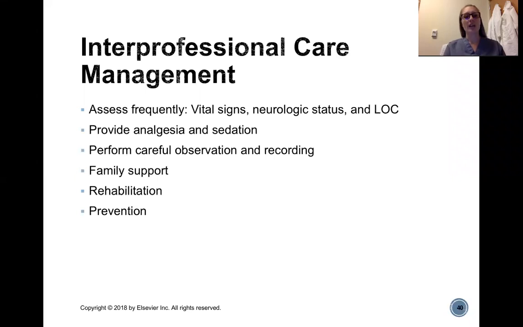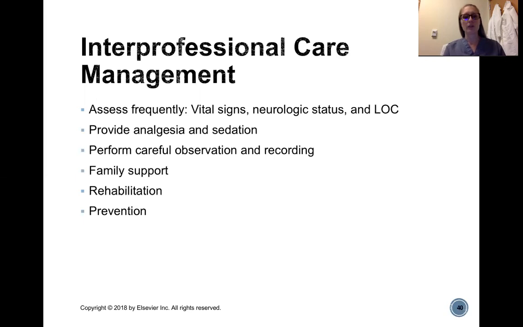When we're looking at the assessment, we're going to assess frequently for vital signs, neurological changes, and level of consciousness. Level of consciousness is going to be one of the most important indicators for us. And it's really important that it's the same person assessing the level of consciousness as often as possible, because that person will notice small, minute changes that somebody else might not see, because they're the ones who have been doing this assessment.